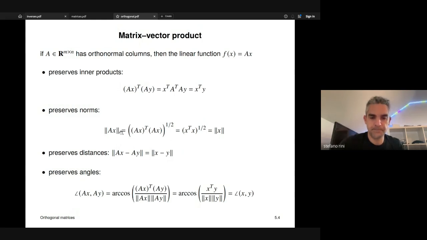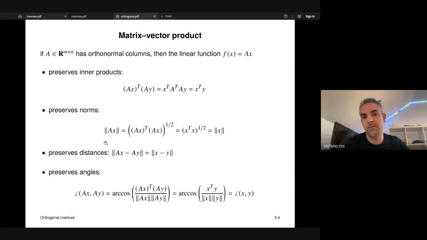So if you take A times X, you write it again as an inner product of a vector by itself, then we preserve the inner product, and in this case the inner product is equal to the norm. Okay, so orthonormal matrices do a very nice thing for us: they preserve the inner product and they preserve the norm, but they also preserve distances.